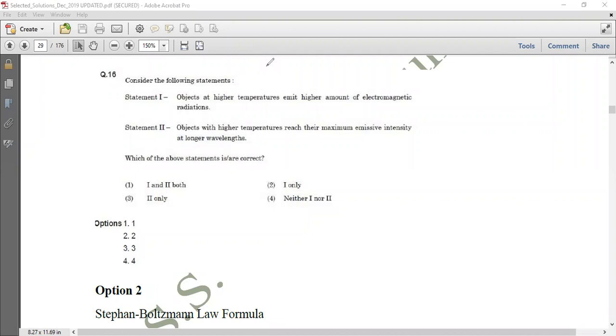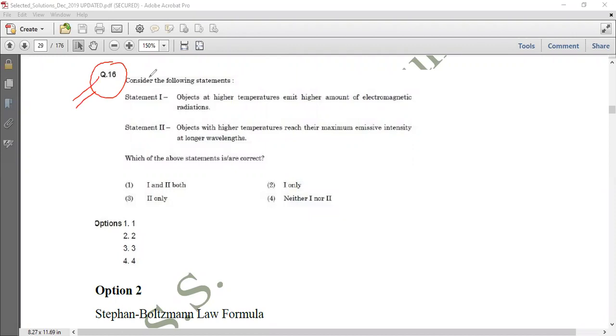Hello friends, we are back with question number 16. Today we will discuss a very important question, which is question number 16. It's quite an important question, with technical detail about one of the important laws.